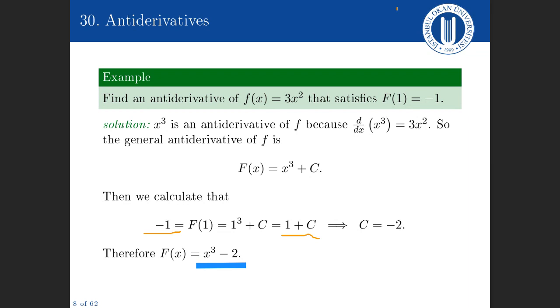Let me say that again. We know that the general antiderivative is x cubed plus c, and now we found that c must be minus 2. So the antiderivative which satisfies both of the conditions in the question is x cubed minus 2.